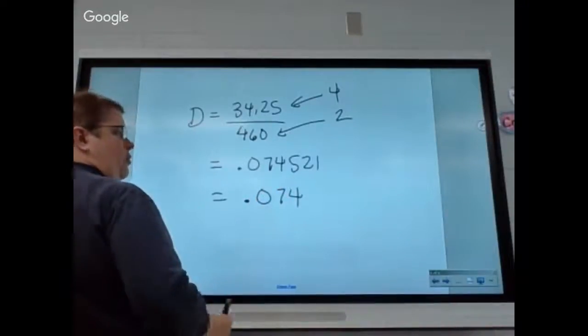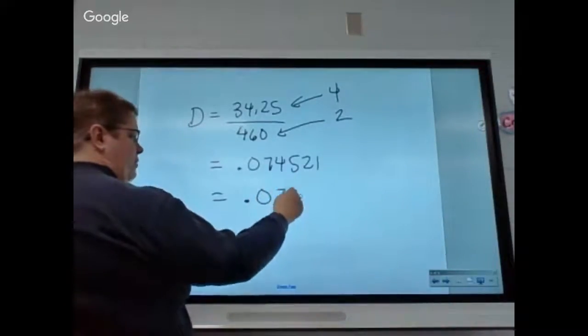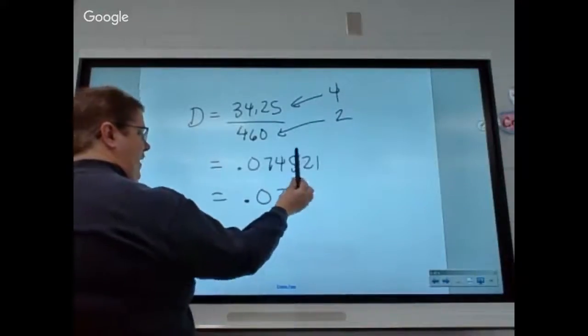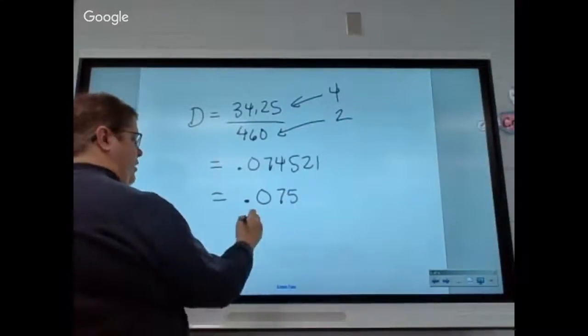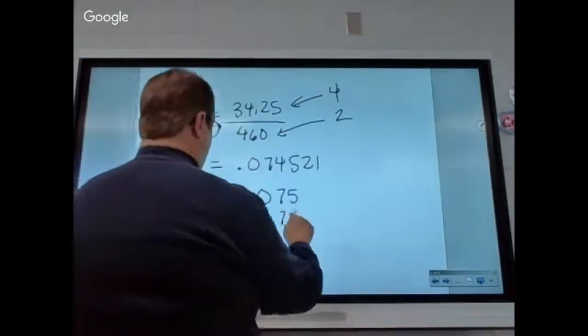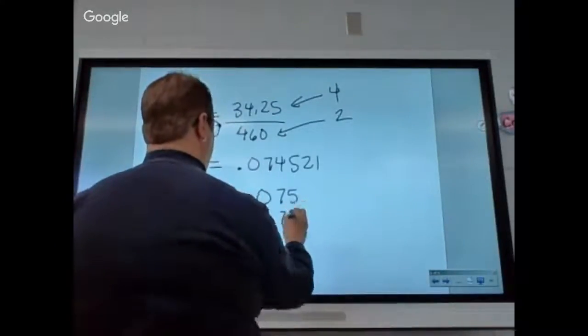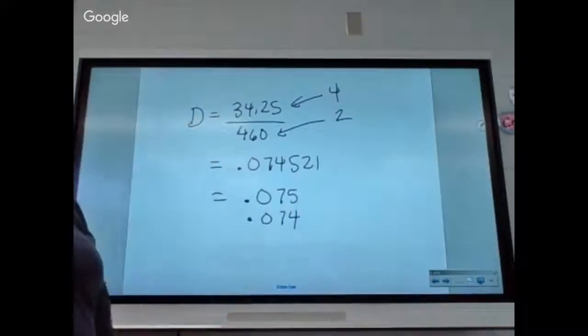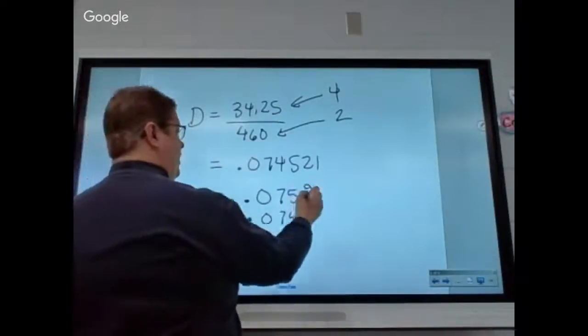0.074 has 2. However, that has a 5, so we can round up to a 5. But if you wanted to just leave it at 0.074, I would not take off for that. If you want to leave it at 4, I would not take off for that. So what unit did you put on your answer? Grams over centimeters cubed.